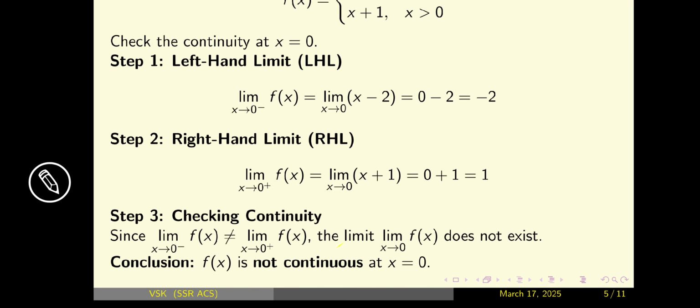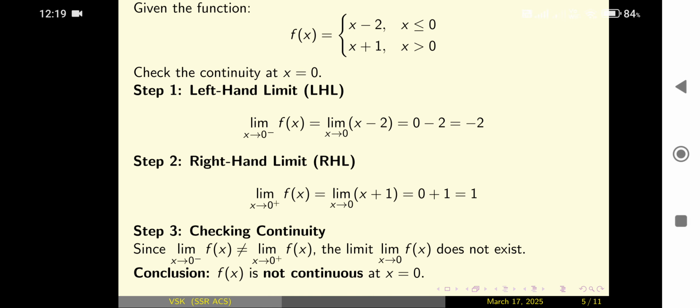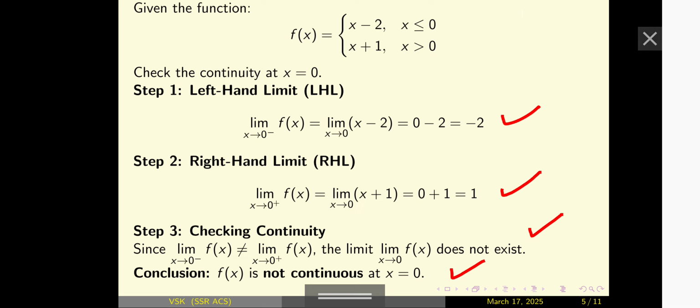Now you can see in this case, the left hand limit is minus 2, right hand limit is 1 and these two values are not equal. So we say limit does not exist. It means function is not continuous at x is equal to 0.